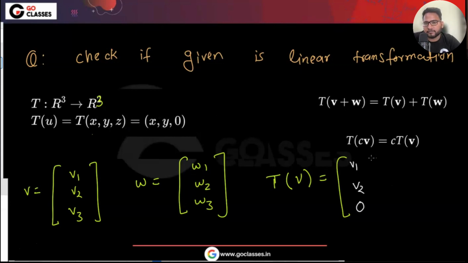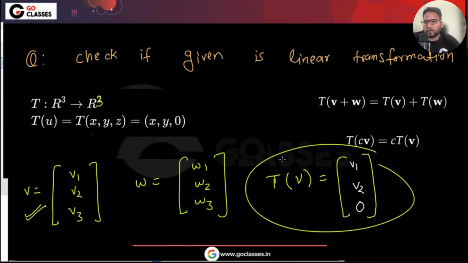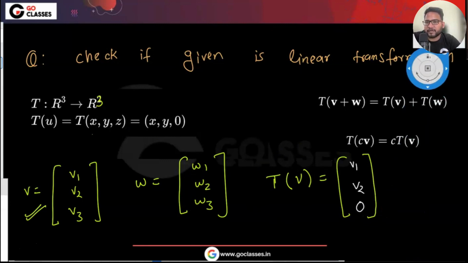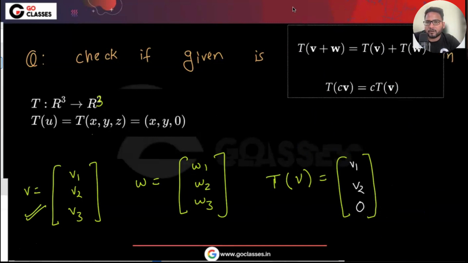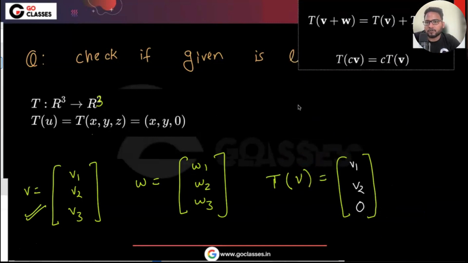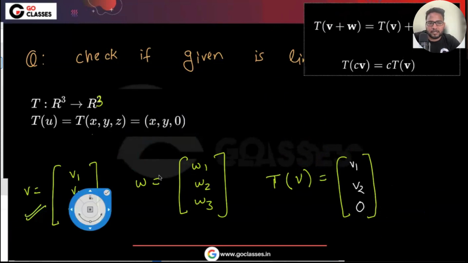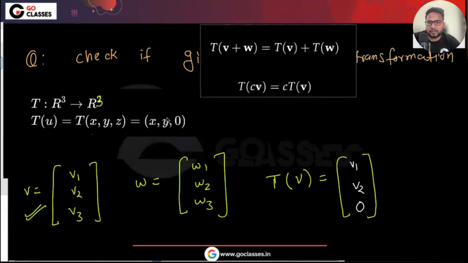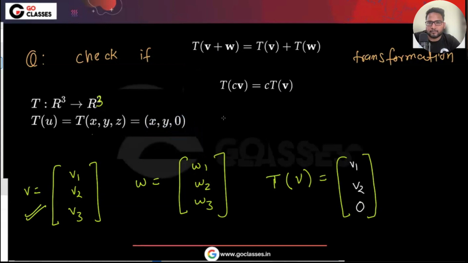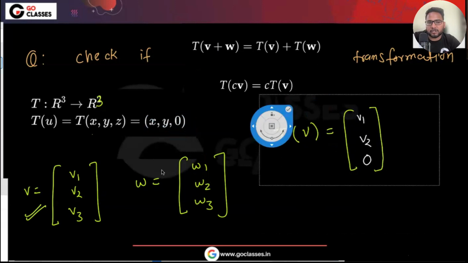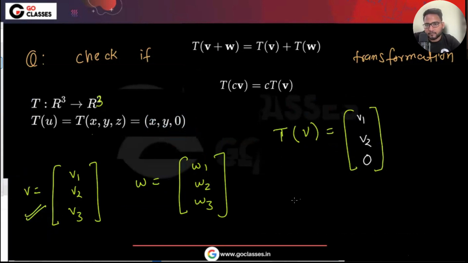Is this okay to everyone? Is this T of V okay? If I'm taking V like this, then is this T of V okay to everyone? I hope that's fine, right? Now let's just check if the properties are satisfied or not. Cool. So this is T of V. Can anyone tell me what is T of W? T of W you can write similarly, right? What is T of W? It will be W1, W2 and 0, right?